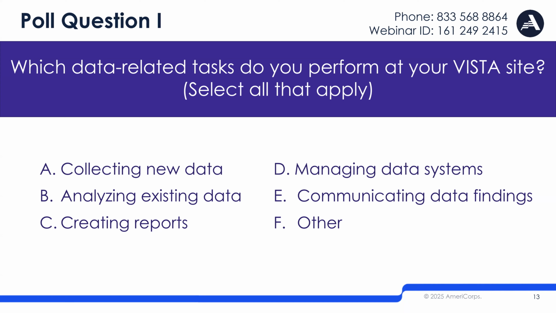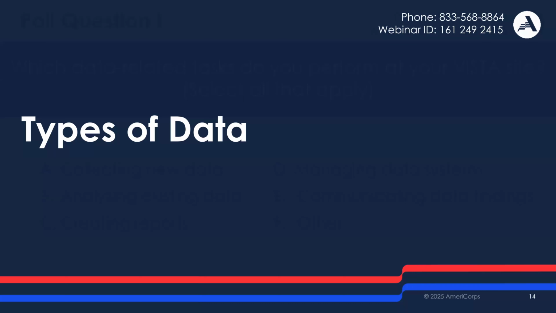Yes, I agree, Chris. It looks like there are some in the beginning and the end, and a few in the middle. It's actually a really good spread, because even though they're collecting new data and communicating data, analyzing data is also quite close with the rest. So let's look at some different types of data.